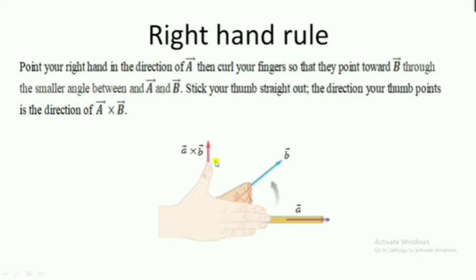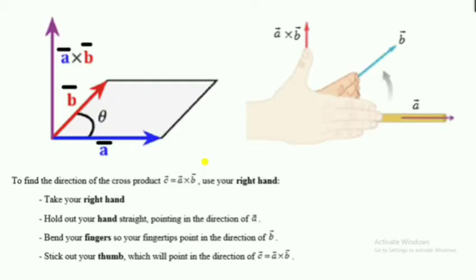Now let's see again how to use the right hand thumb rule. Suppose you want to find A cross B. You have to point your four fingers towards the direction of vector A, and curl the fingers towards B, then the thumb will show the direction of A cross B. So this is the method. You can copy the method, and out here you can see A cross B is upward, B cross A is downward.